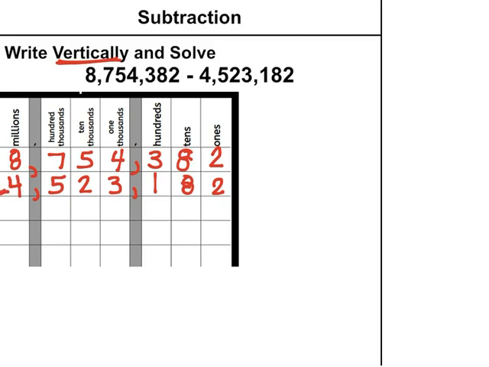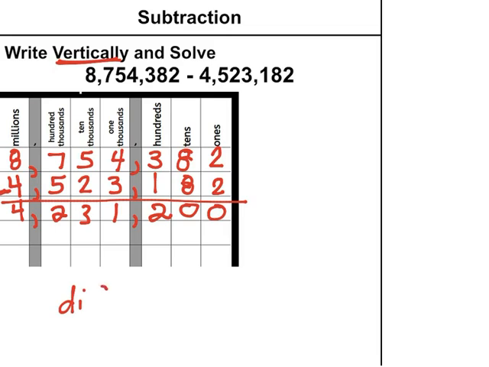4,523,182. And I am going to subtract. 2 minus 2 is 0. 8 minus 8 is 0. 3 minus 1 is 2. Bring down my comma. 4 minus 3 is 1. 5 minus 2 is 3. 7 minus 5 is 2. My comma. 8 minus 4 is 4.